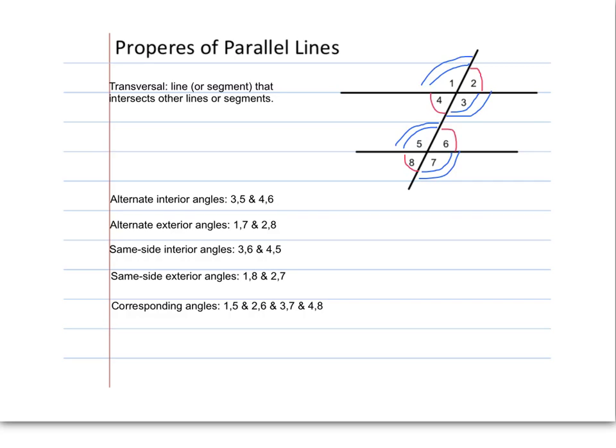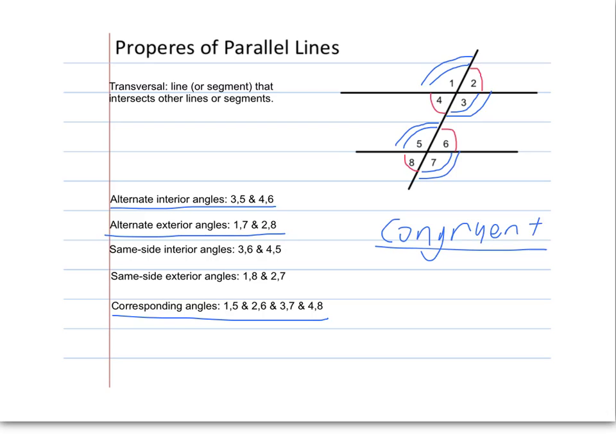You can see that 1 and 2 are a linear pair. They make 180 degrees, so they are supplementary. And all of the red and the blue angles are supplementary in this figure. So we can conclude from that alternate interior angles, alternate exterior angles, and corresponding angles are all congruent. They are all congruent. Okay? And then if we look at the other pairs of angles, the same side interior and the same side exterior, so for example 3 and 6, those are supplementary, 4 and 5 are supplementary, 1 and 8, and 2 and 7, those are all supplementary angles.